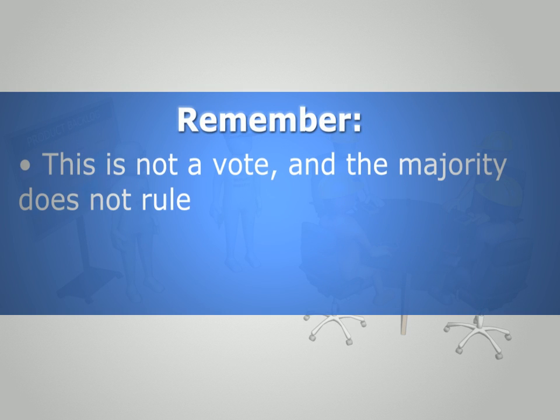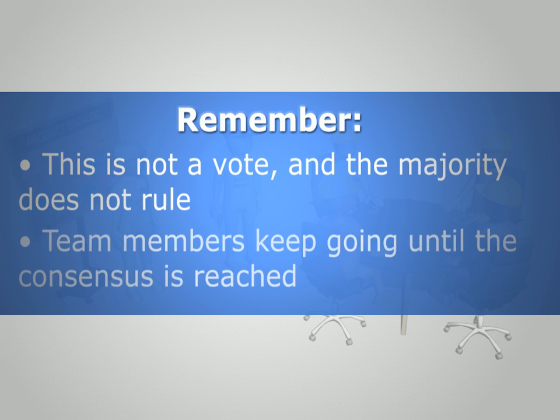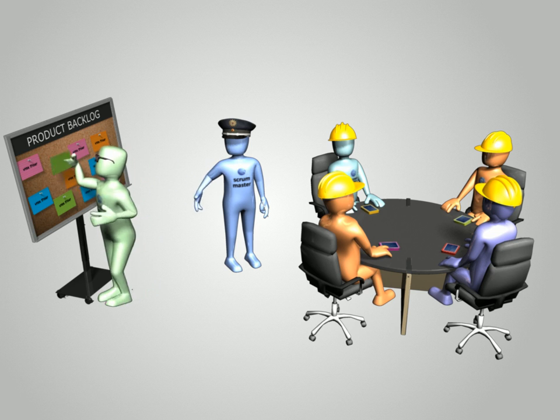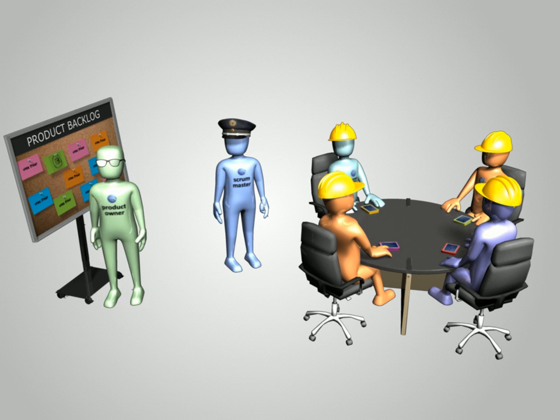This is not a vote, and the majority does not rule. Team members keep going until the consensus is reached. Once the team agrees on the estimate, the Scrum Master will mark the user story card with the estimate number and the product owner will put it back on the backlog in no particular order.